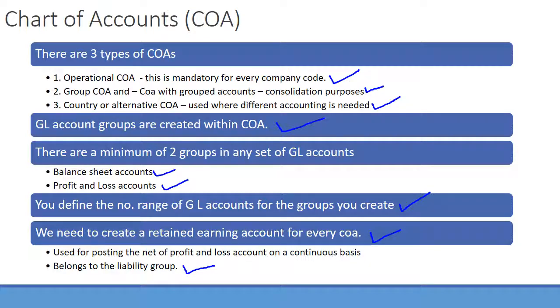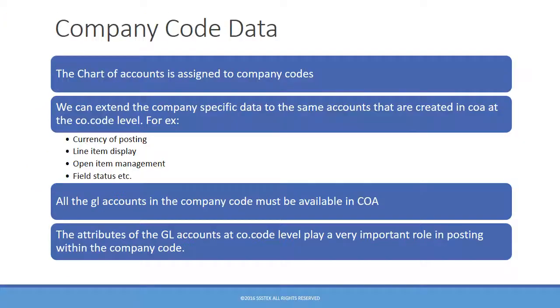So the chart of accounts is the base for creating GL accounts. First, we create a chart of accounts. It has groups and GL accounts created within groups, which have a name, length, and language. And this chart of accounts is assigned to a company code or a group account or a company code at alternative level, as the case may be. The chart of accounts is the primary and most important configuration in FI.